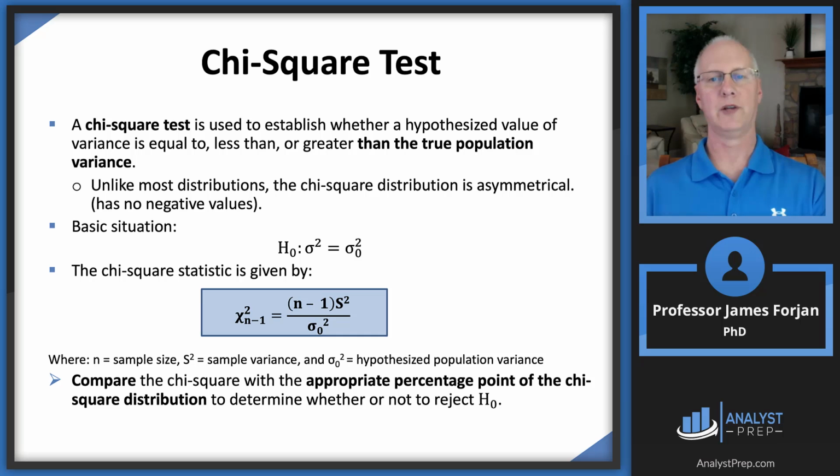And then the Chi-square test is typically used to establish whether a hypothesized value of the variance is either equal to or greater than or less than the true population variance. So with the Chi-square, we're testing whether or not what we pull out of the sample is the same number as what the true population is. And so there's the null hypothesis that the sample variance is equal to the population variance, and then there's the formula for the Chi-square statistic. Notice in the numerator you have the sample variance, and then there's the n-1 degrees of freedom.